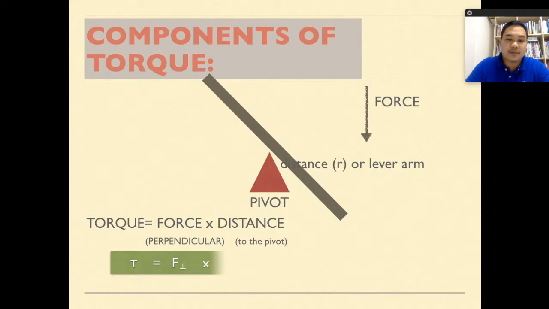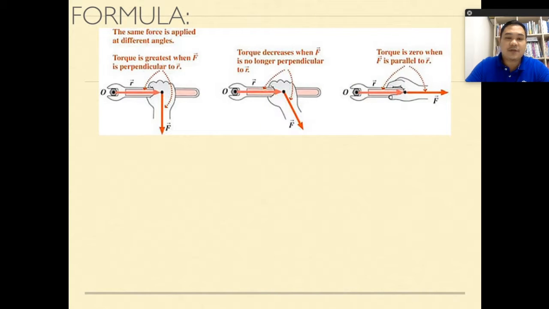So we have here the symbol. Torque is equal to the perpendicular force multiplied by r, better known as the lever arm. So what is the unit of torque? We all know that the unit of force is Newton, and multiplying it by the value of r, the unit of torque is Newton meter. So remember that. Now, let's study the different formula for torque.